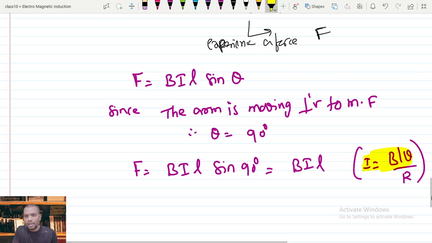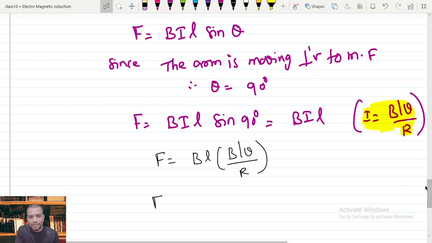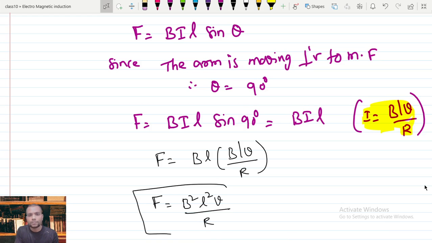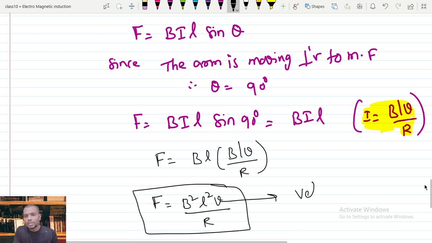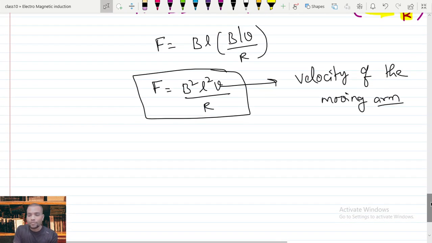Since I equal to BVL upon R, what I derived just above, the force F equal to B times L times BLV upon R. Now the force experienced by the conductor equal to B square L square V upon R. Here V is the velocity of the moving arm, L is the length of the moving arm, B is the strength of the magnetic field, and R is the resistance of the rectangular frame.